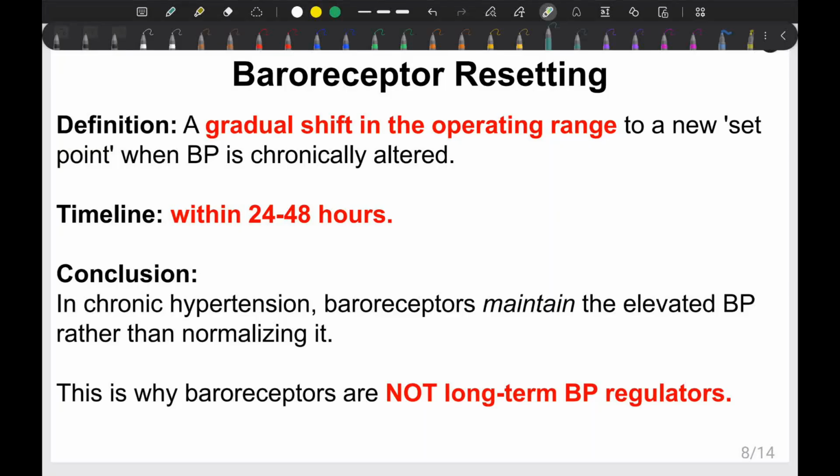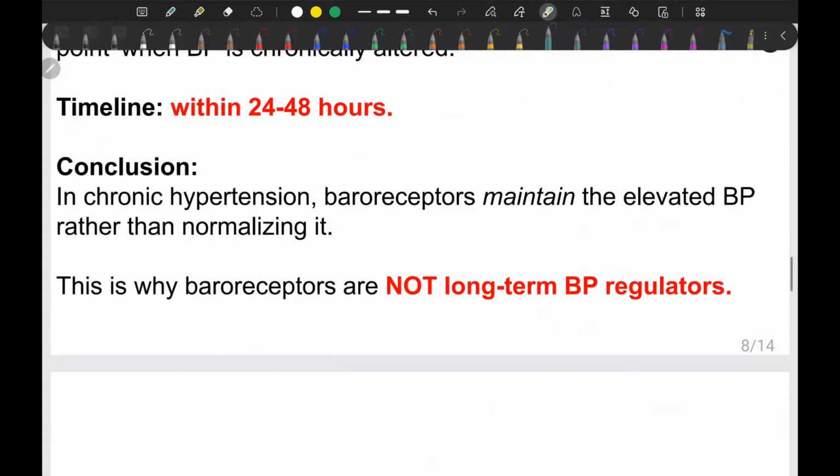why does the baroreceptor not correct the elevated blood pressure? So your answer will be there is a concept of baroreceptor resetting, and because of the resetting, the baroreceptor maintains that elevated blood pressure rather than normalizing it. Now we'll discuss some applied physiology.